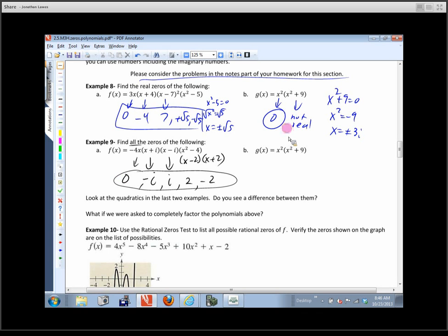Okay, so let's take a look at this example right here. The instructions are different now. It's the exact same problem as up above, but the instructions have changed. Now it says find all the zeros. So the 0 that comes from here is 0. What's the 0 or the zeros that come from this one here? Plus or minus 3i. So I've got 0, I've got 3i, and I've got minus 3i. There are all the zeros on that one there. Okay? Any questions?